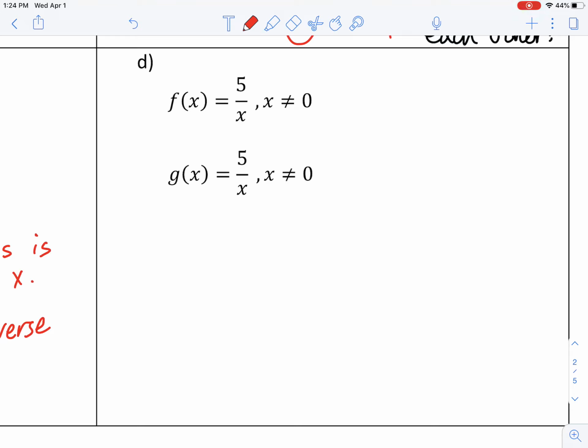All right, let's look at the very last one. Oh, look at this. It's 5 divided by x, and then the g of x also says 5 divided by x.